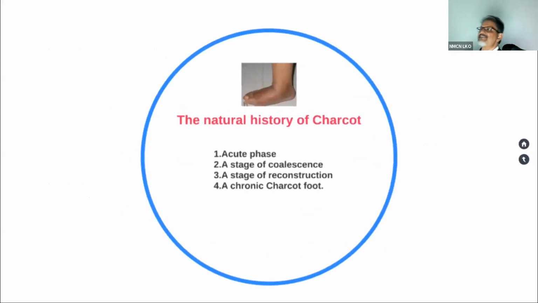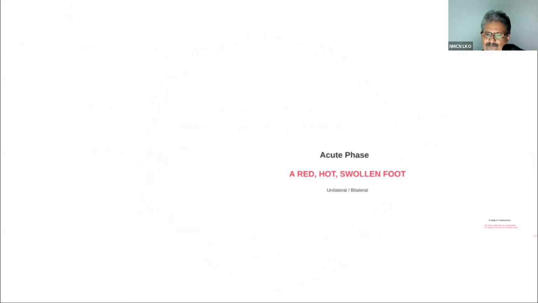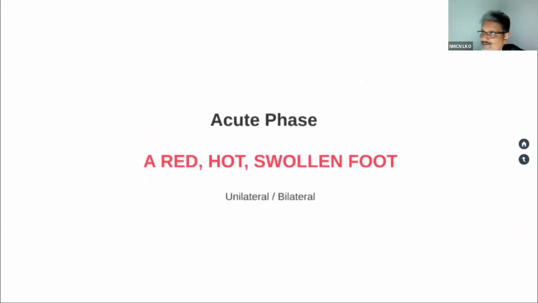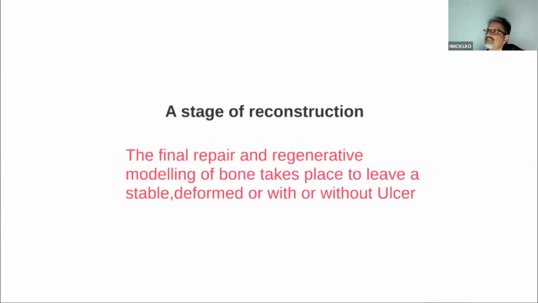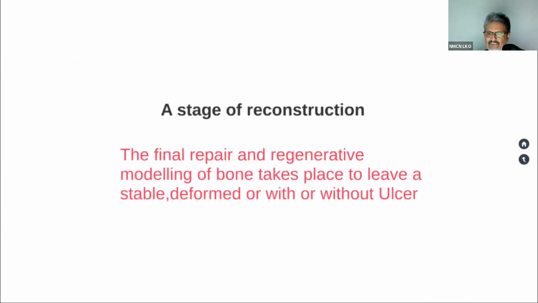Now, what is the natural history of Charcot? There is the acute phase, the stage of coalescence, reconstruction, and it ends in the chronic phase. What is acute? A red, hot, swollen foot, which could be unilateral or bilateral. In the stage of coalescence, bone fragments are reabsorbed, edema lessens, and the foot cools down. The stage of reconstruction is the final repair, regenerative, with or without ulcer.